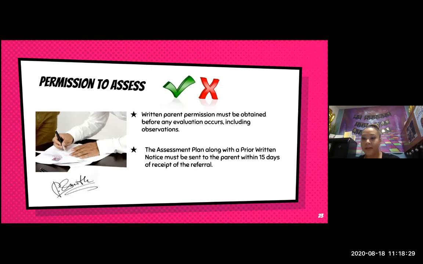Special ed is not holding the SST process. It's something that the general ed counterparts, the admin, and their general education teachers are involved in. And then after that SST process is when the special education team is usually involved, if we are going to move forward with that assessment.